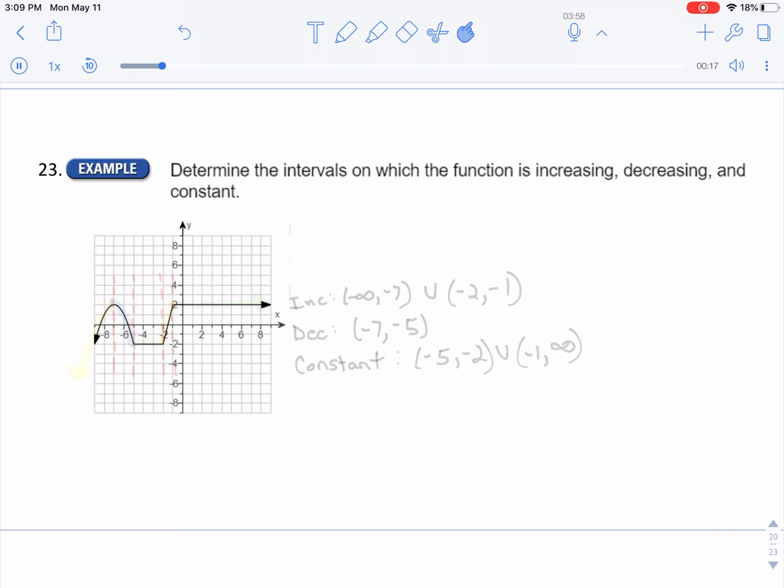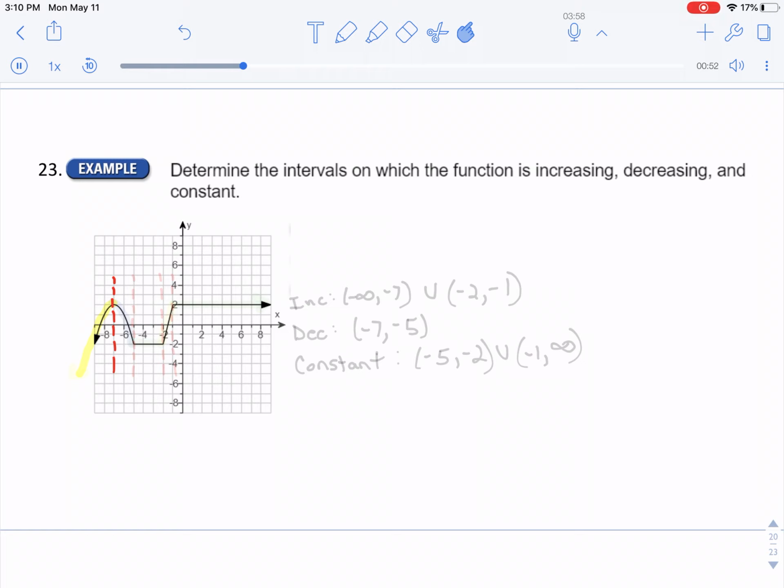So if from left to right the function is going up, if my pen is going up when I'm tracing it, then it's increasing. So let's start with looking at this graph from the left to the right. So all the way to the left, my pen is going up as I trace this with the yellow. That interval is increasing. Notice at x equals -7, it stops increasing. I'm going to put a dashed line in there so that we can see that it stops increasing at x equals -7.